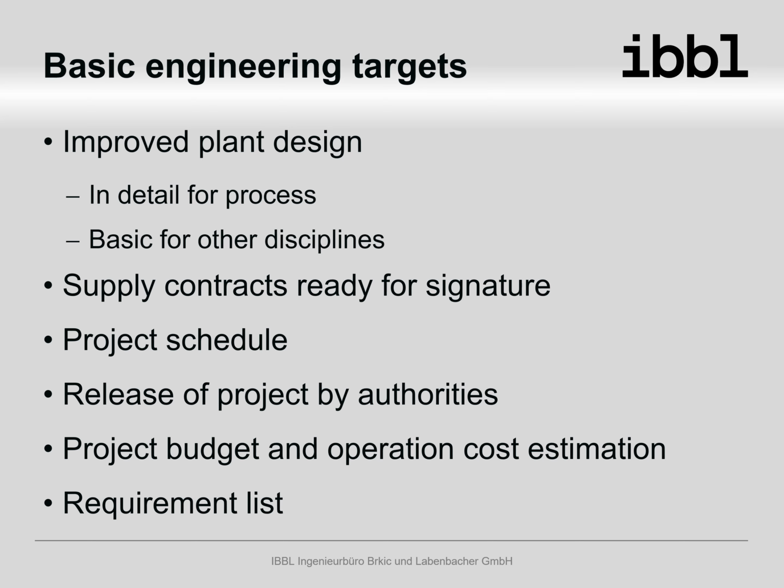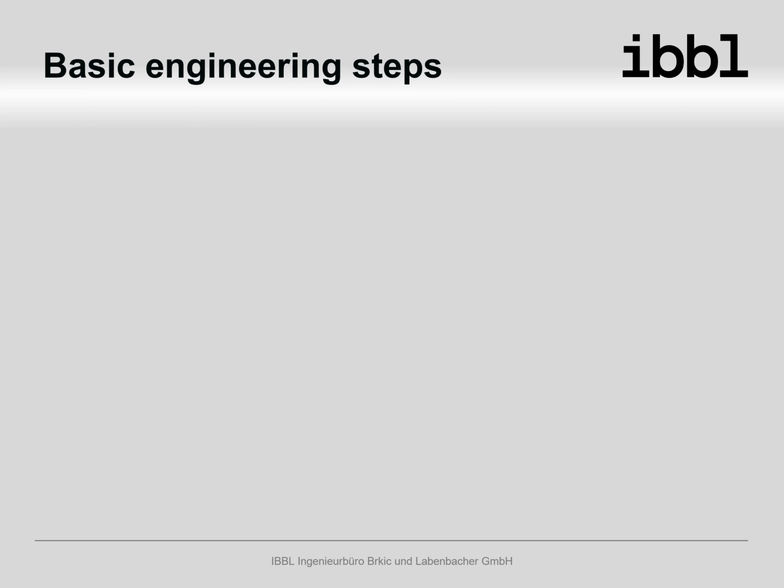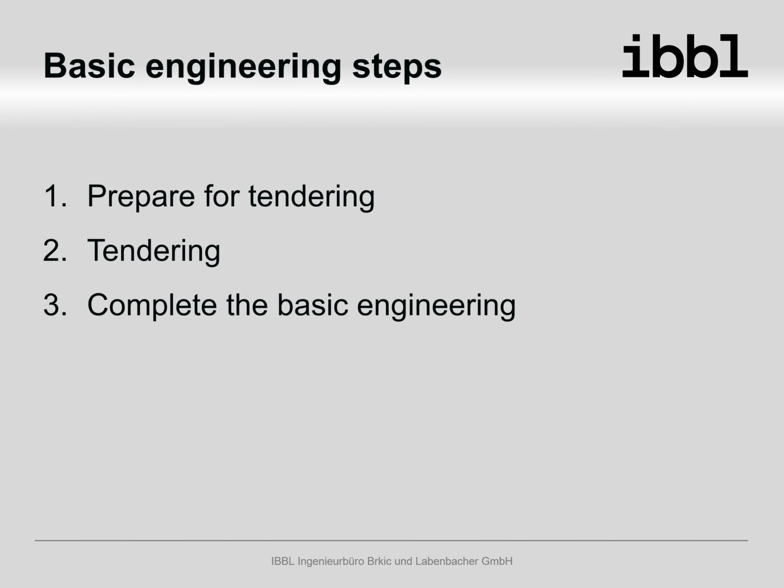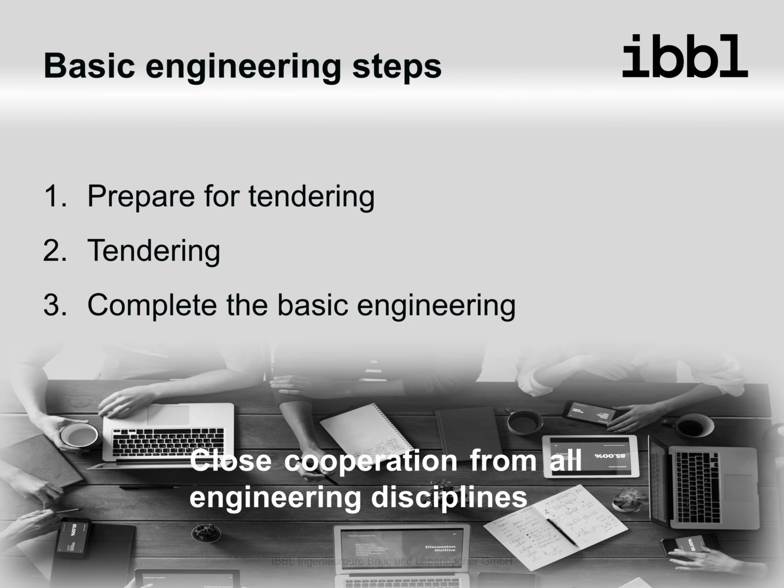The last target is that at the end of the basic engineering, an updated list of project requirements, including points to consider in detailed design, is available. And now, let's see the activities to achieve those targets. The works we discuss now are usually done in 3 steps. As the first step, there has to be information available for tendering. The second step is of course the tendering itself. And the third, with the results from tendering, the basic engineering will be completed.